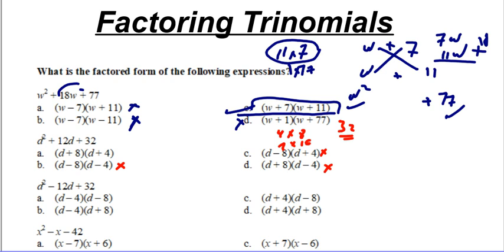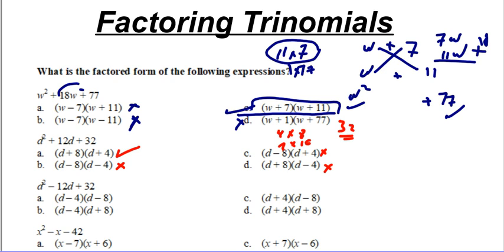Now we have two answers are correct, A or B. But A, if we use FOIL to find the product, it will be the middle term will be negative because negative 8D plus negative 4D equal negative 12D. But this is positive 12D, so the correct answer is A. This is by guessing.